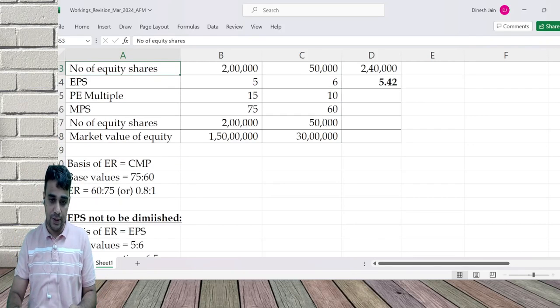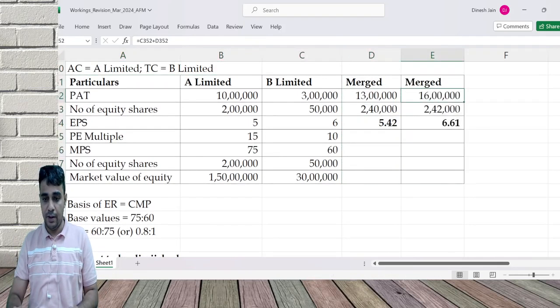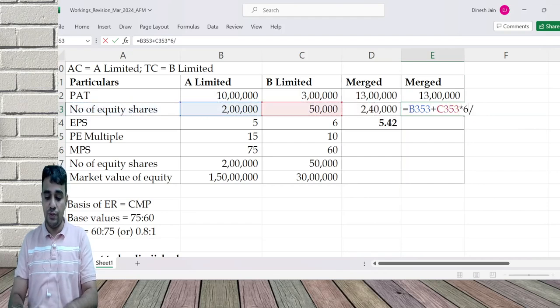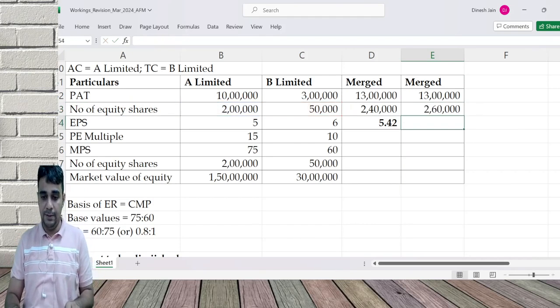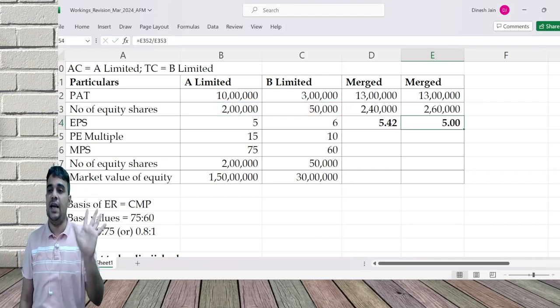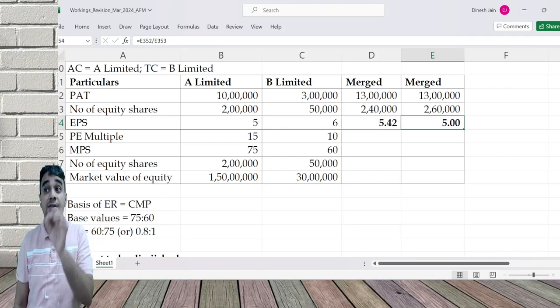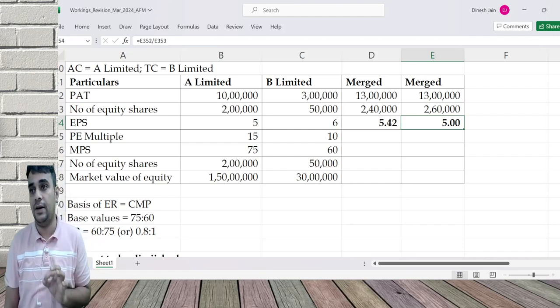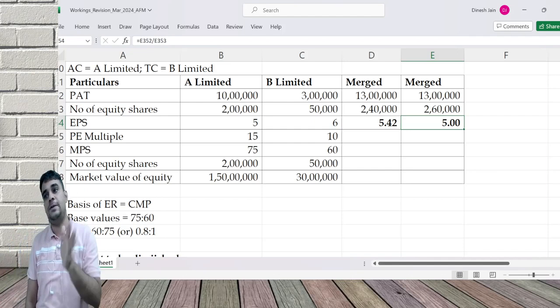Just to show the calculation, if I repeat here, PAT will be 13. Number of shares will be 2 lakh plus 50,000 into 6 by 5. EPS will be 5 rupees. A is very happy. His 5 is maintained. For B, the equivalent EPS is 5 into 6 by 5. So his EPS is also maintained.